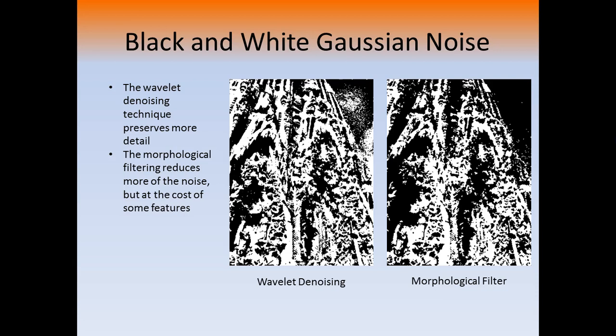But the morphological filter did a great job of reducing noise, especially in the background, and even throughout the foreground, though some of the details are gone, like the piping in the pillars and the facade in the center top of the image.